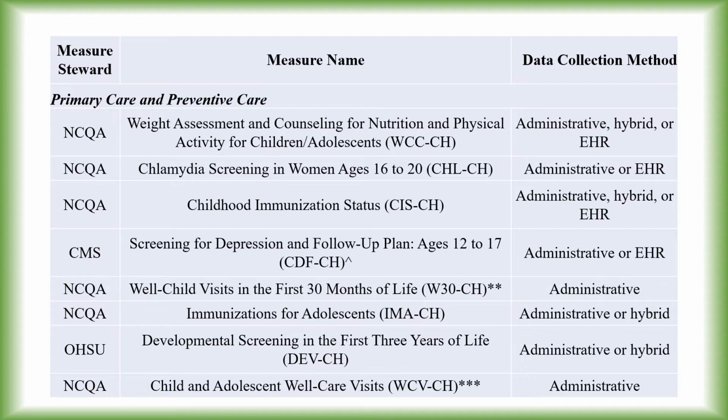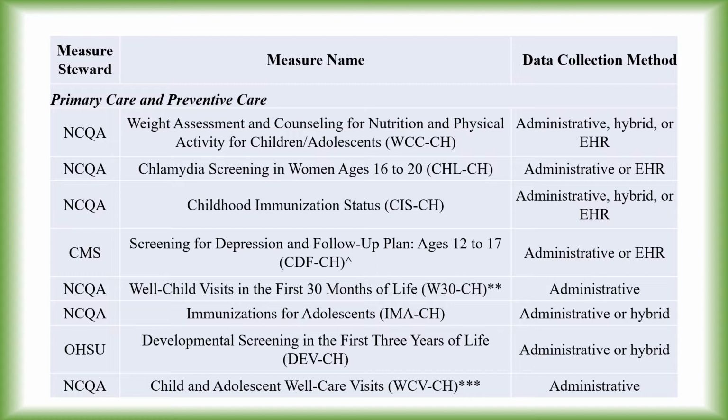So the first category is primary care and preventive care. The measure is weight assessment and counseling for nutrition and physical activity for children/adolescents. And what is a measure steward? A measure steward is an individual or organization that owns a measure and is responsible for maintaining the measure. So the measure steward for weight assessment and counseling for nutrition and physical activity for children/adolescents is NCQA, and its data collection method is administrative, hybrid, or electronic health record.